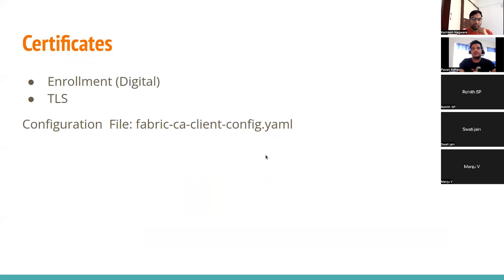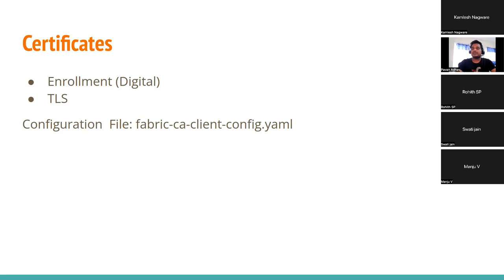So what are the different kinds of certificates we have? It's not exactly a kind of certificate, but we segregated these different certificates like enrollment and the TLS. So what exactly is the difference between them? When we create any kind of network, the first step is we require the certificates. The first certificate is the enrollment, the second is the TLS. What is the purpose of each of them?